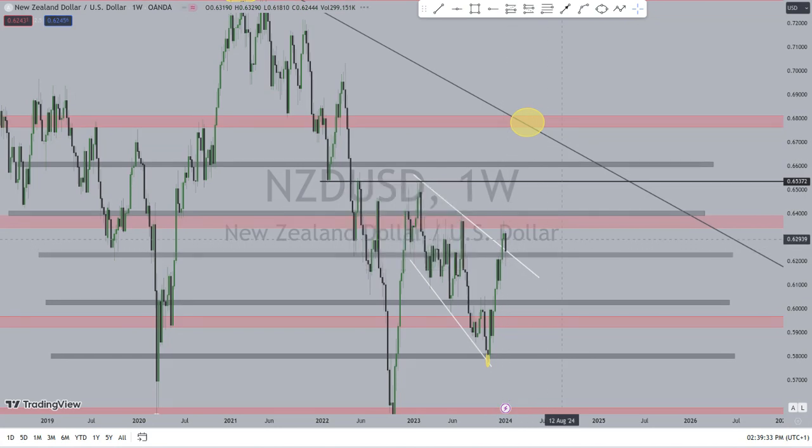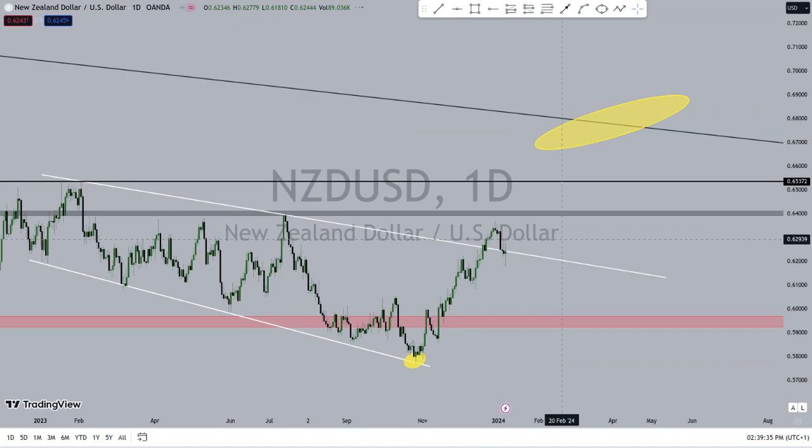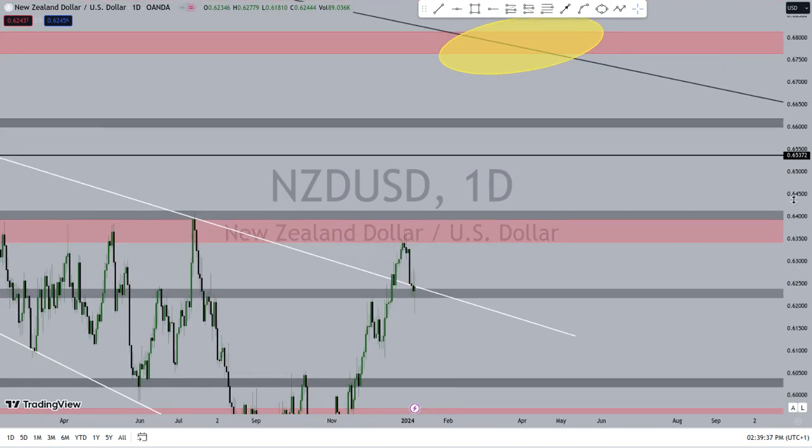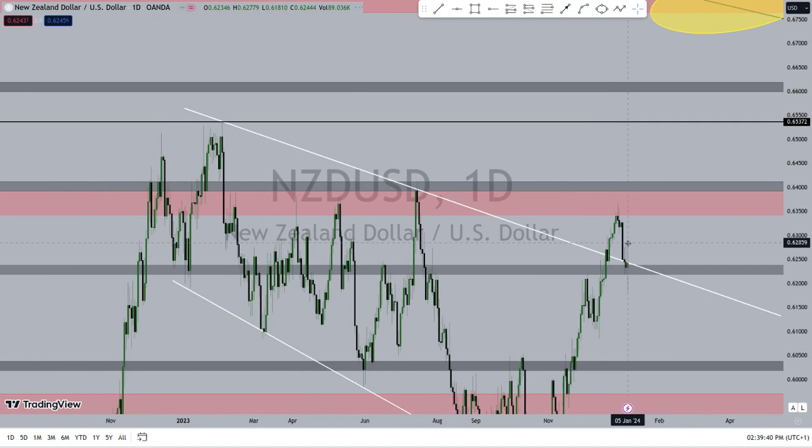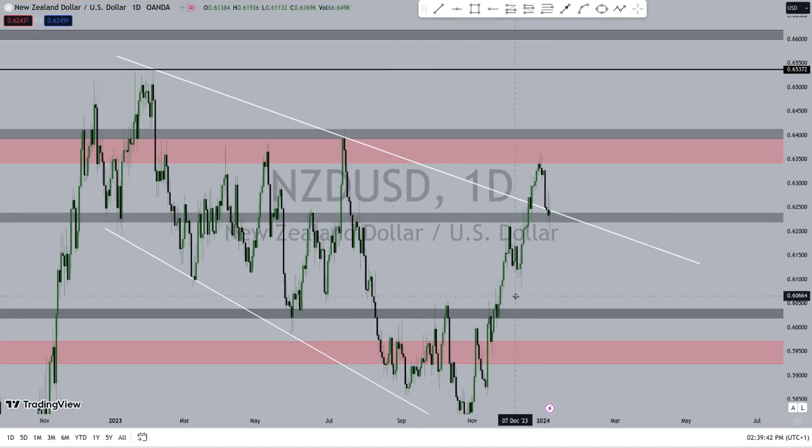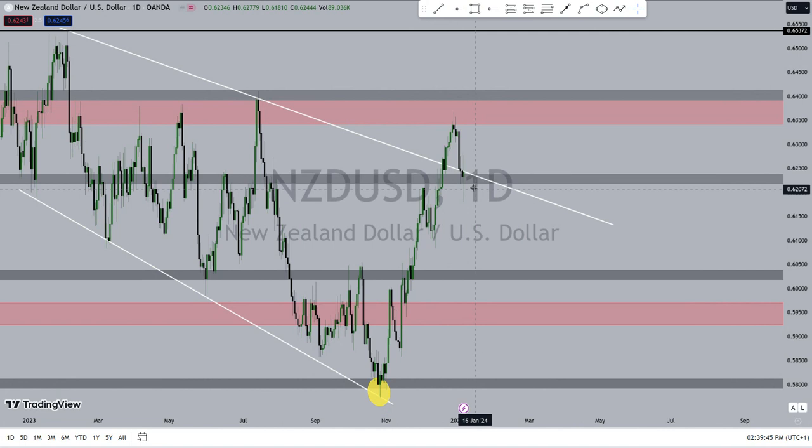So if we go to the daily time frame, what can we clearly see? We can clearly see the AUD has broken above this, and it gave us a rejection, a stop hunt. This is a clear stop hunt, and then it closed almost breaking the trend line zone.